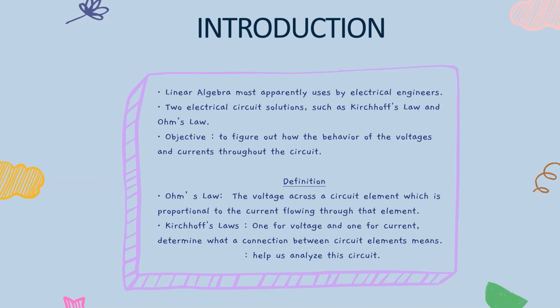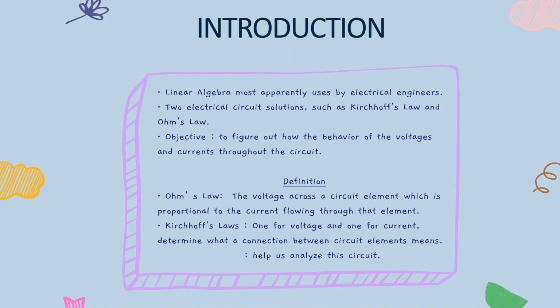Linear algebra is most apparently used by electrical engineers. Wherever a system of linear equations arises, the concept of linear algebra applies. There are two different electrical circuit solutions, such as Kirchhoff's law and Ohm's law. The objective of applying these laws to a circuit is to figure out the behavior of the voltage and currents throughout the circuit. The definition of Ohm's law is that the voltage across a circuit element is proportional to the current flowing through that element.